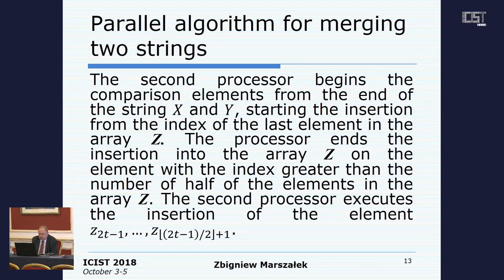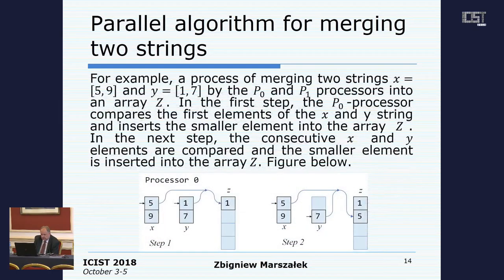The second processor begins comparing elements from the end of strings X and Y, starting the insertion from the index of the last element in array Z. The processor ends the insertion into array Z at the element with an index greater than half the number of elements in array Z. The second processor executes the insertion of the element sequence into Z as is shown here.